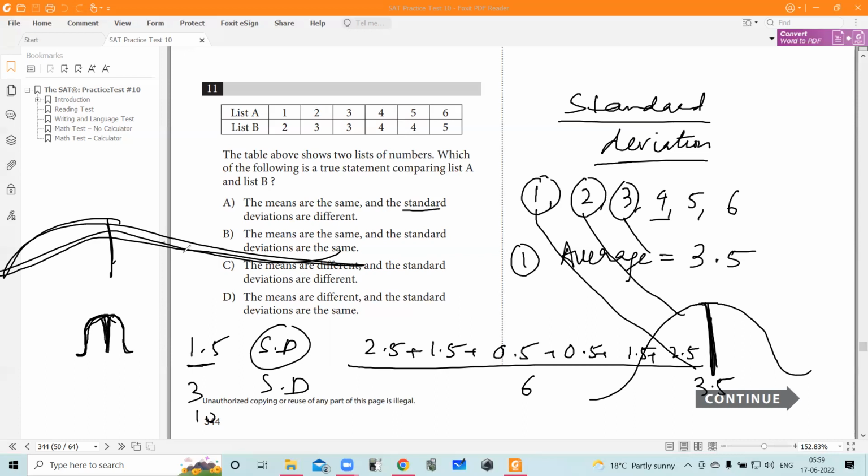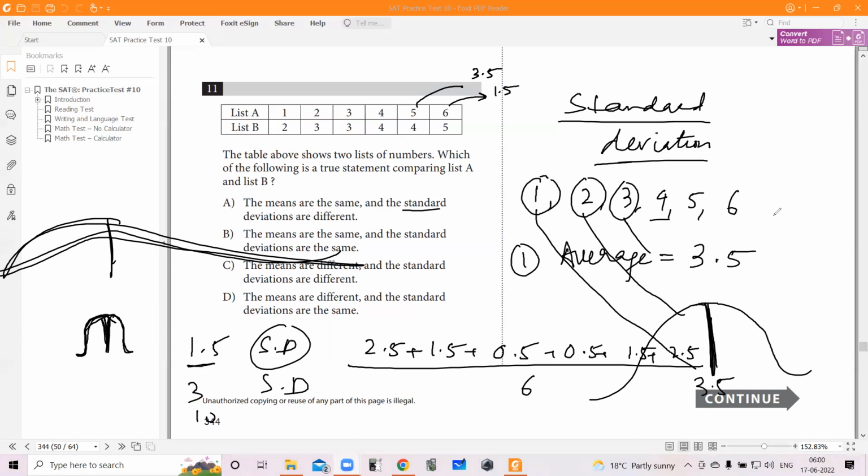Now let's try to understand whether the deviation is different or same, and whether the mean is different or same. So we got the mean for this as 3.5, and we got the standard deviation for this as 1.5. Now let's check out list B. Can you do this yourself? Same thing, the mean and the standard deviation. 0 plus 3 plus 3 plus 4 plus 4 plus 5. Same mean, 3.5. Okay, so the mean is same.